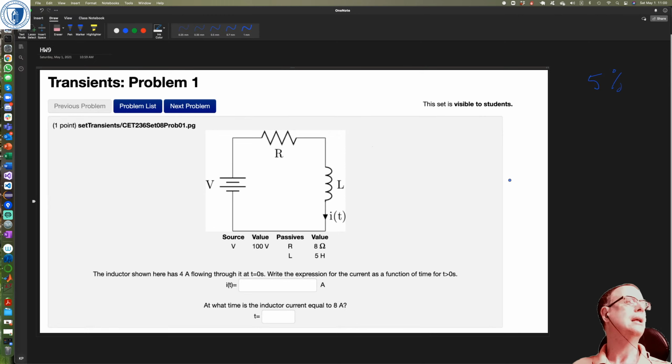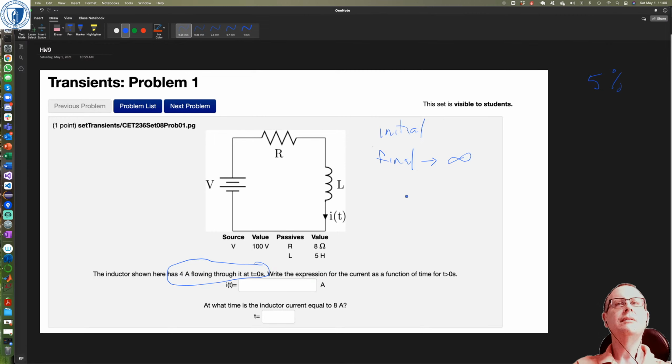The two things you need to do are the initial condition, which you've already been given, and the final condition, which is what happens at infinity. At infinity, this circuit looks just like this. Everything's stopped. There's no changing because this is just a constant voltage source. So the current I equals V on R. I final is V on R. R is 8, so it's going to be 100 on 8 amps.